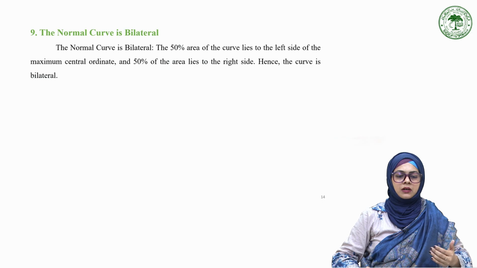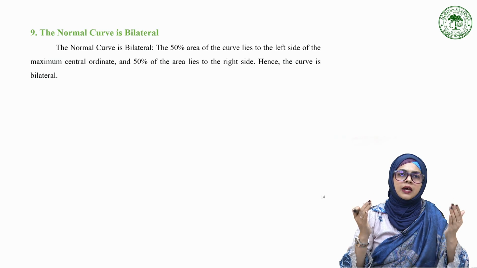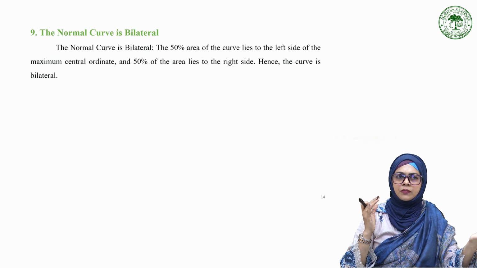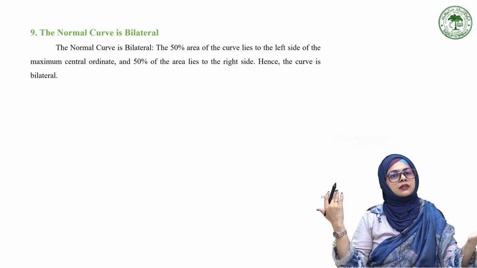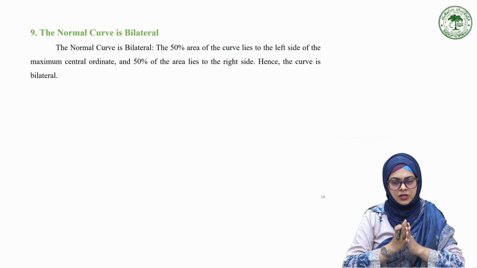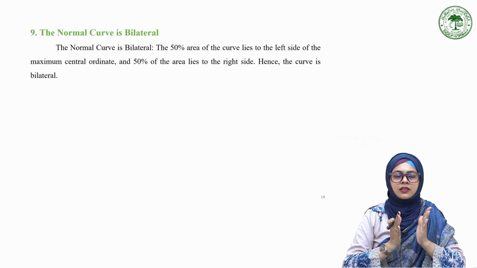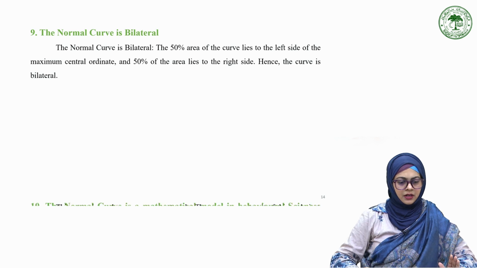The normal curve is bilateral. Bilateral means that 50% of the area of the curve lies on the left side of the maximum central ordinate and 50% of the area lies on the right side. Hence, the curve is bilateral, and you can easily fold it in the middle, and you can see the left is the mirror image of the right.